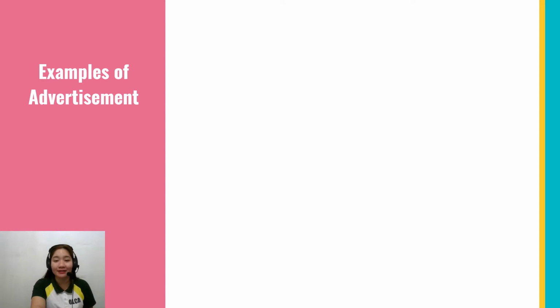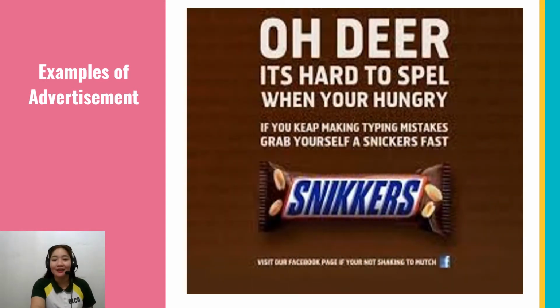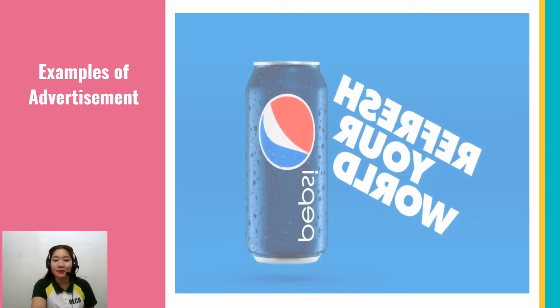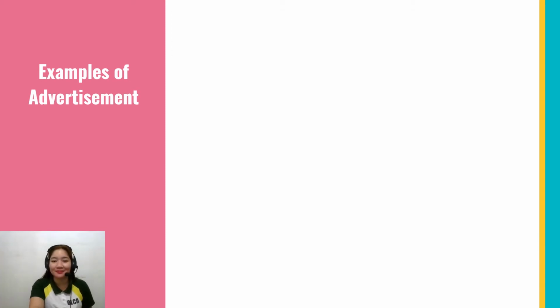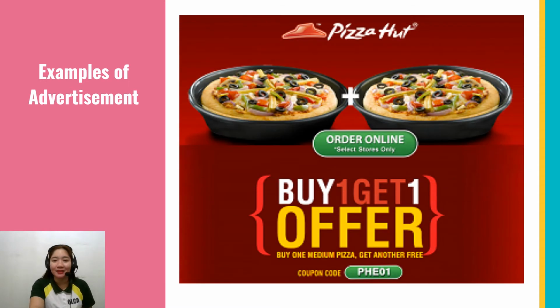Okay, so we have here the examples of advertisement. Okay, for sneakers. Oh dear, it's hard to spell when you're hungry. So if you keep making typing mistakes, grab yourself a sneakers box. So that is a kind of print advertisement. We also have the Pepsi World. Okay, we also have the Pizza Hut. Okay, so those are the kinds of printed advertisement.